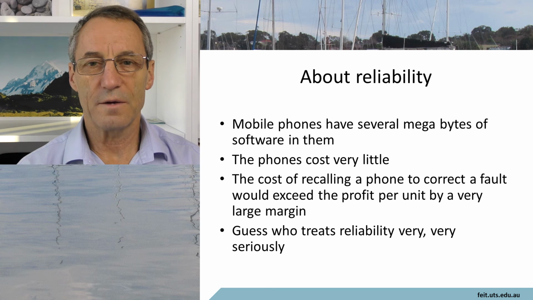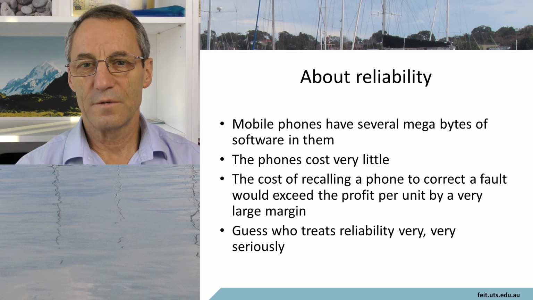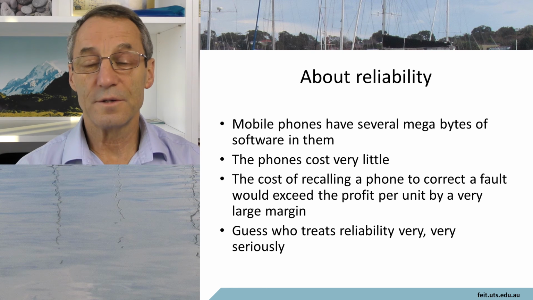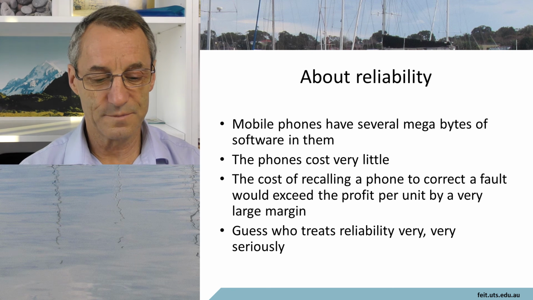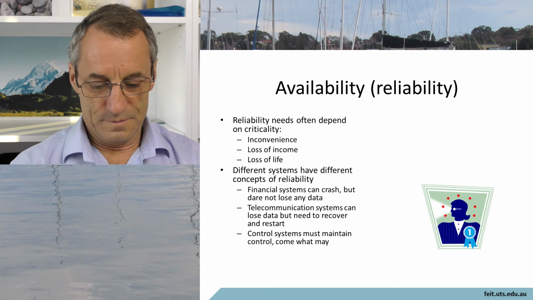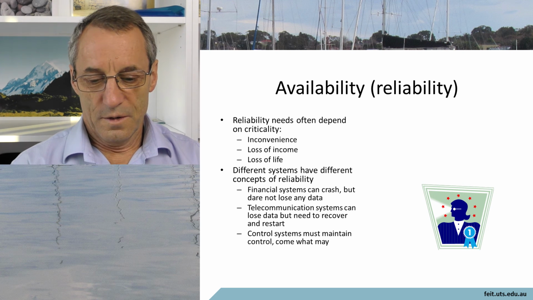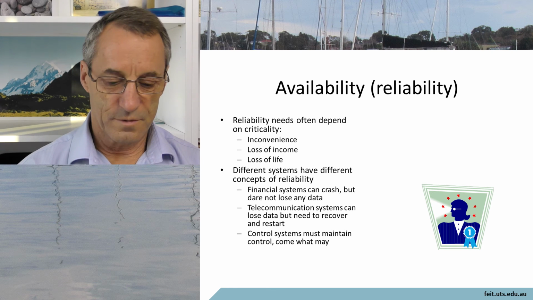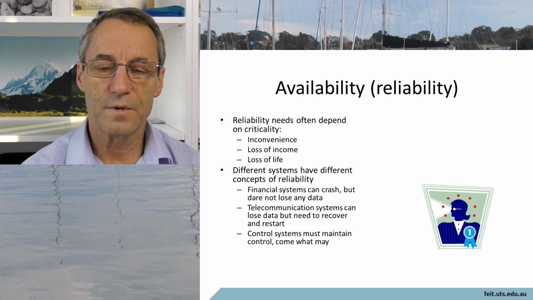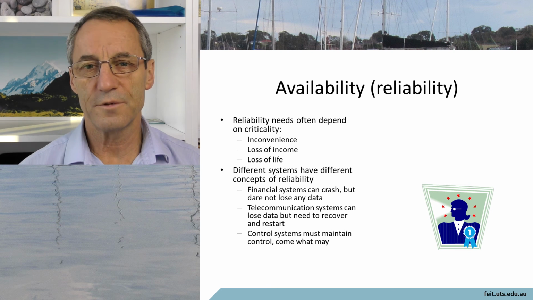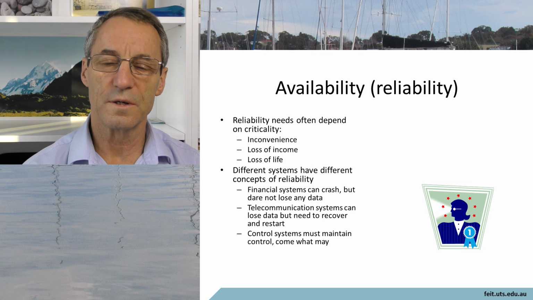You just could not have a bug in that system that you released that would cause a recall. So they treated reliability or availability very seriously. They did their testing very seriously. Reliability, which is an aspect of availability, often depends on the criticality of the thing. So how much effort you put into reliability depends on how critical the reliability is. Now we have some measures there.